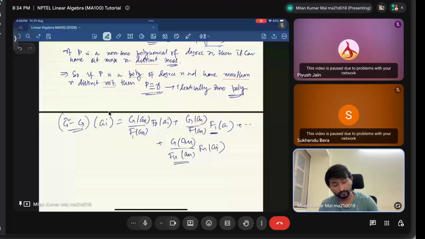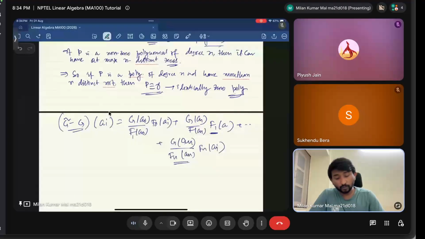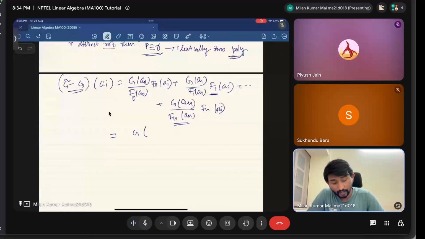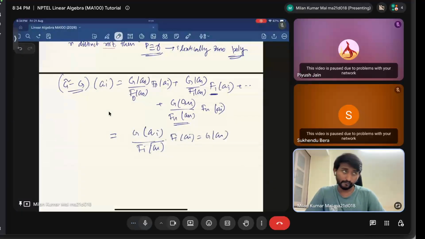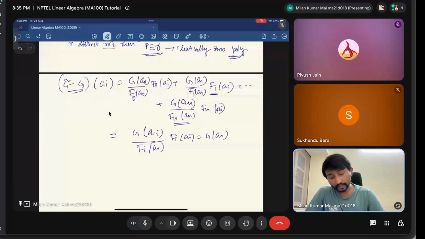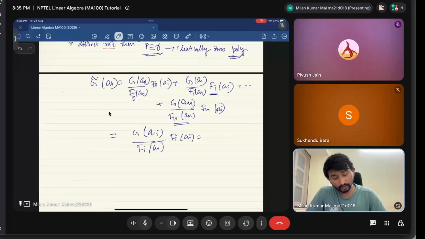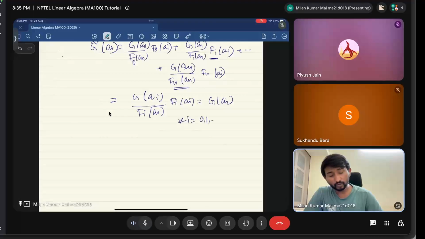What we know is, in this summation, whenever the position is the ith position, only in that situation fi will survive. In all other situations, all terms will be 0. So here it is automatically becoming g of ai by fi of ai times fi of ai, which equals g of ai. So g tilde at the point ai ultimately turns out to be g of ai, for all i equal to 0, 1 to n.